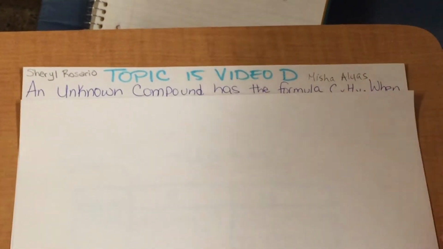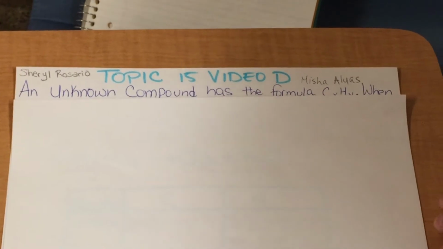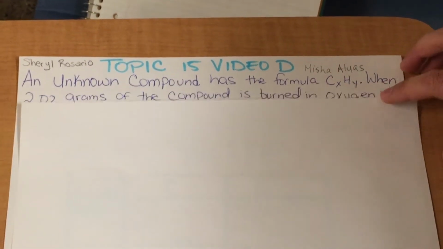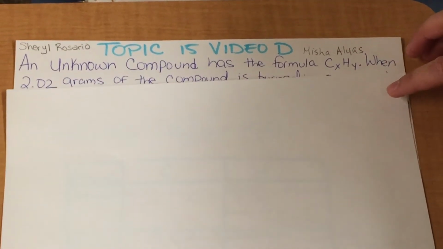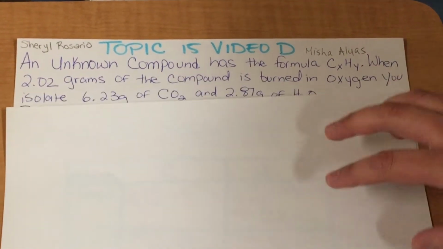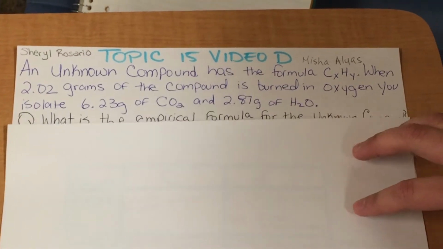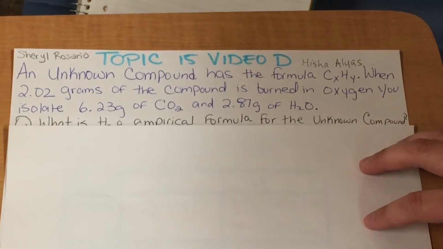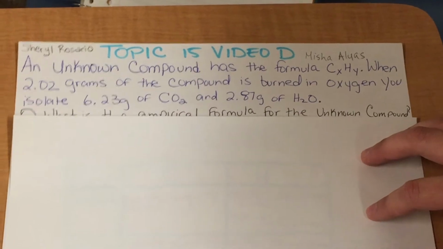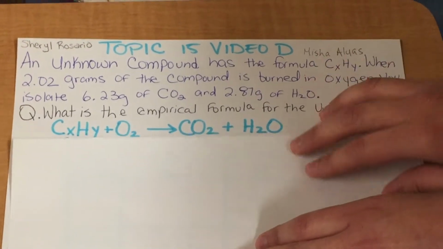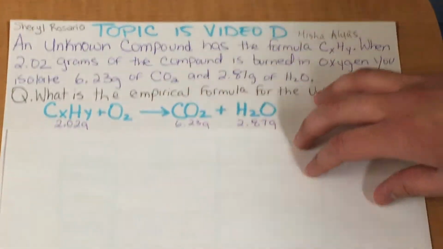Good morning, everyone. The question is, an unknown compound has the formula CxHy. When 2.02 grams of the compound is burned in oxygen, you isolate 6.23 grams of CO2 and 2.87 grams of H2O. Now the question is, what is the empirical formula for the unknown compound? In order to do that, you need to first write the equation down, which we did. Now my partner is going to explain the chart.